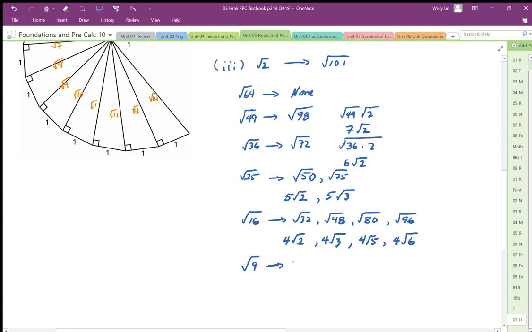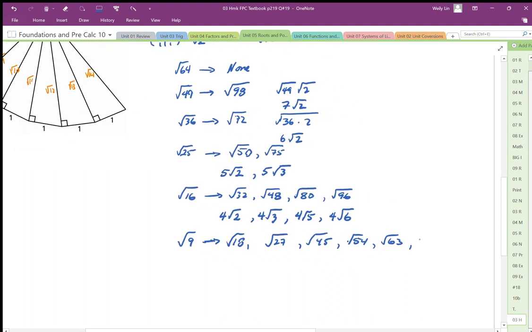Root 9 is going to be 18, 27, 36 is a perfect square, so I'm going to skip that to 45, 54, 63, 72, which we've already done, so I'm going to skip 72. And then 81 is a perfect square, 90, and 99, and we're at our limit.